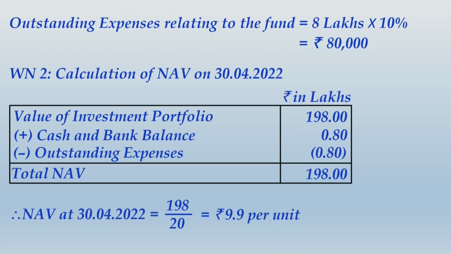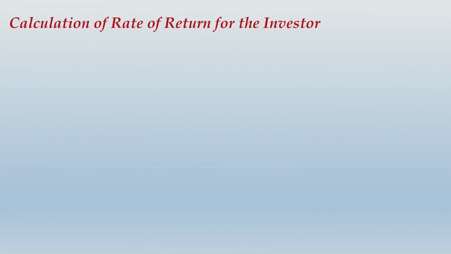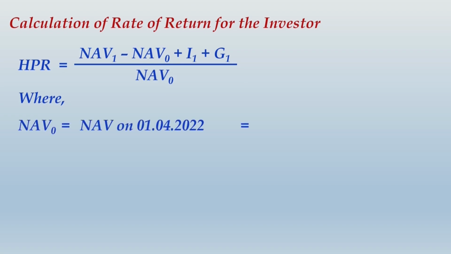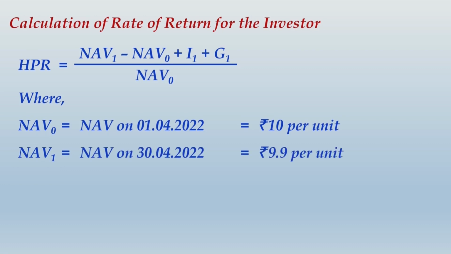Alright friends, once you have completed writing this entire working, now we can move ahead and work out the rate of return for the investor, and to do this it's a simple task now. When you have to compute the rate of return for the investor, first you compute the holding period return, that will be HPR, and you know how to do that calculation. You know what are these variables. NAV1 and NAV0 are the NAV prevailing on the two respective dates. So we have the information about both of these NAVs.